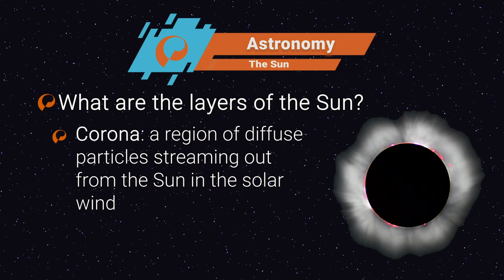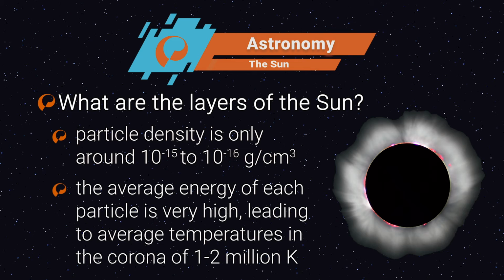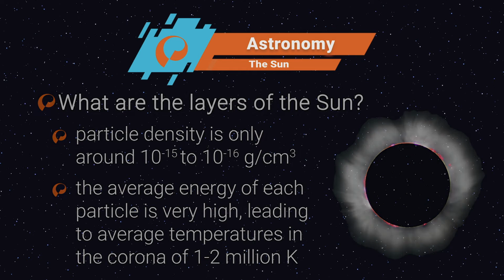Above the chromosphere is the Sun's corona, a region of diffuse particles streaming out from the Sun in the solar wind. Though the particle density is only around 10 to the negative 15 power to 10 to the negative 16 power grams per centimeter cubed, for unknown reasons, the average energy of each particle is very high, leading to average temperatures in the corona of 1 to 2 million kelvins.